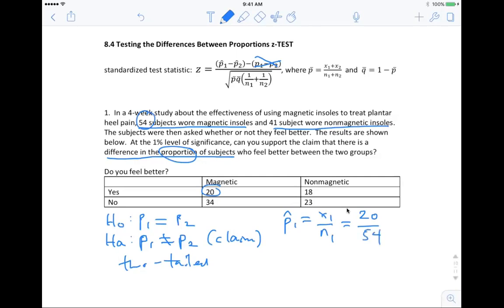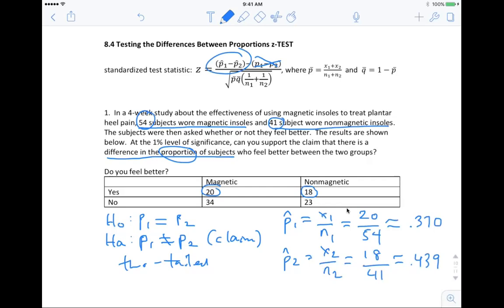So that's about 0.370. Sub 2 is the non-magnetics, 18 out of 41. 0.439. Okay, so we'll need those because those appear in the top of the formula.